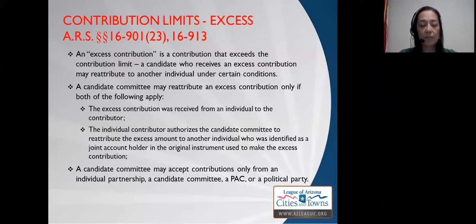What the law now provides is that a candidate committee can reattribute that excess contribution if the following apply. The excess contribution was from an individual contributor, so it can't be from a party or another committee. And the individual contributor authorizes the candidate committee to reattribute that excess to another individual who's on the same bank account. So it has to be a joint account holder on the original instrument.